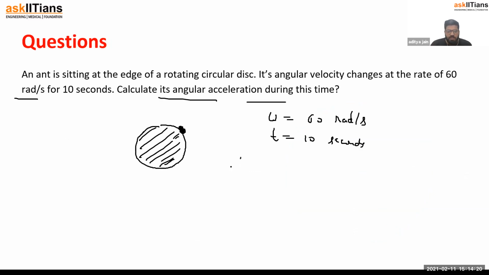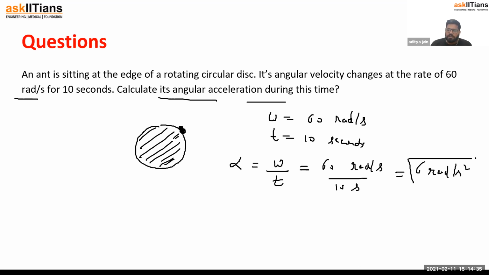It is a directly formula-based question. Angular acceleration will be omega divided by time, the rate of change of angular velocity. So it will be 60 radian per second over 10 seconds, which will give you 6 radian per second square. So the angular acceleration during this time interval of 10 seconds is 6 radian per second square.